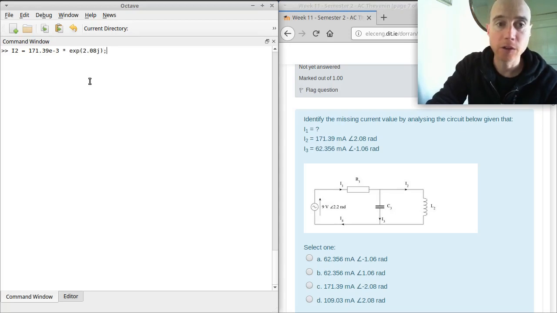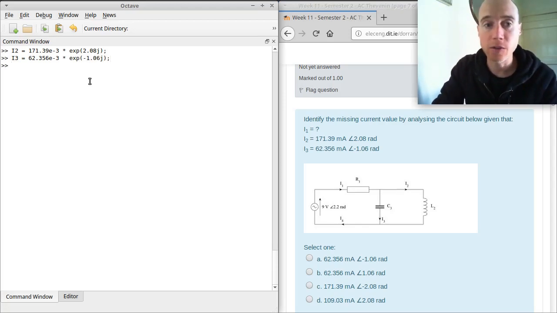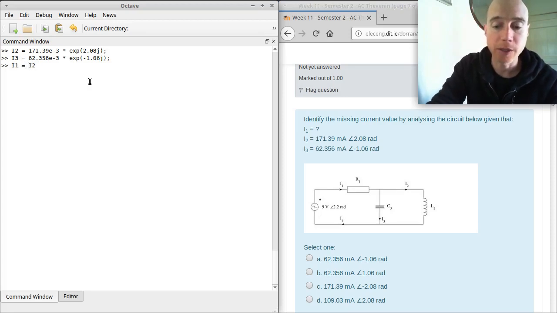So that is I2. I3 is equal to 62.356. Again, that's milliamps, so E minus 3, or times 10 to the minus 3. And the phase angle in this case is minus 1.06 radians. So that's I2 and I3. So finally, to calculate I1, it's just the sum of I2 and I3.